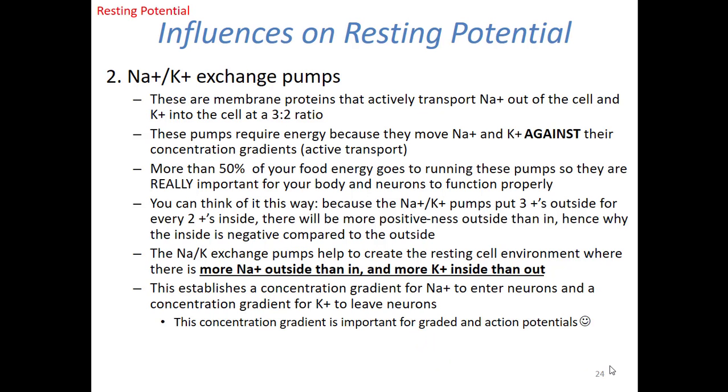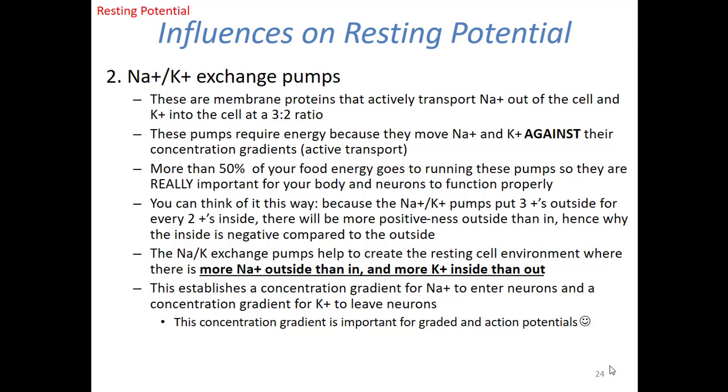Now let's take a look at how the sodium-potassium exchange pumps can influence resting membrane potential. Sodium-potassium exchange pumps are proteins that actively transport sodium ions out of the cell and actively transport potassium ions into the cell. The sodium and the potassium don't move at a 1-to-1 ratio. 3 sodiums are pumped out for every 2 potassiums that come in.